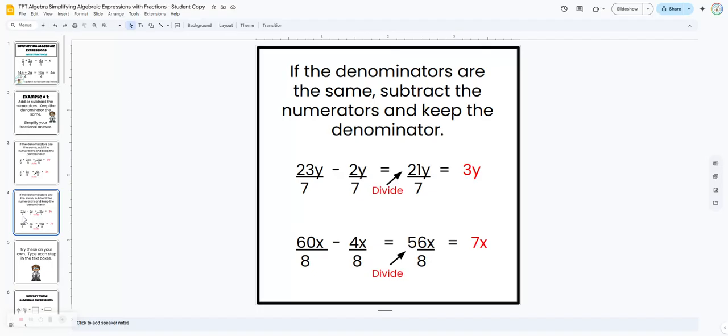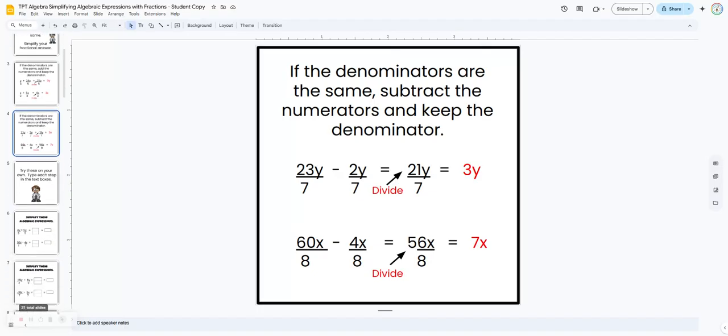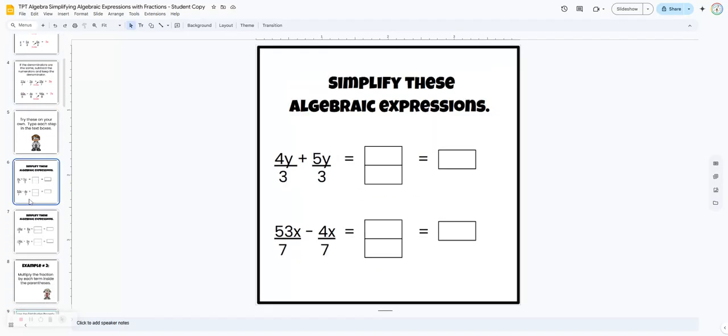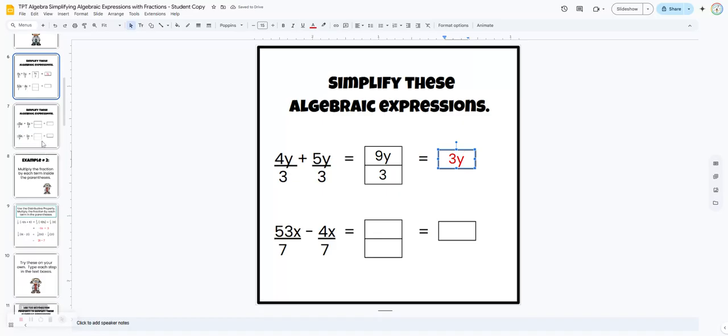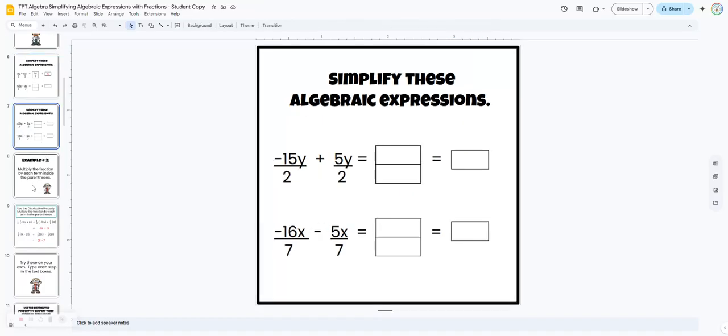Next slide has a couple of subtraction problems. Then students are going to try these on their own. They've got 4 problems they need to solve. They're just going to type in the text boxes. So here the denominators are the same, so I can just add the numerators, keep the same denominator, simplify, I get 3y. So they've got a few of those to solve.